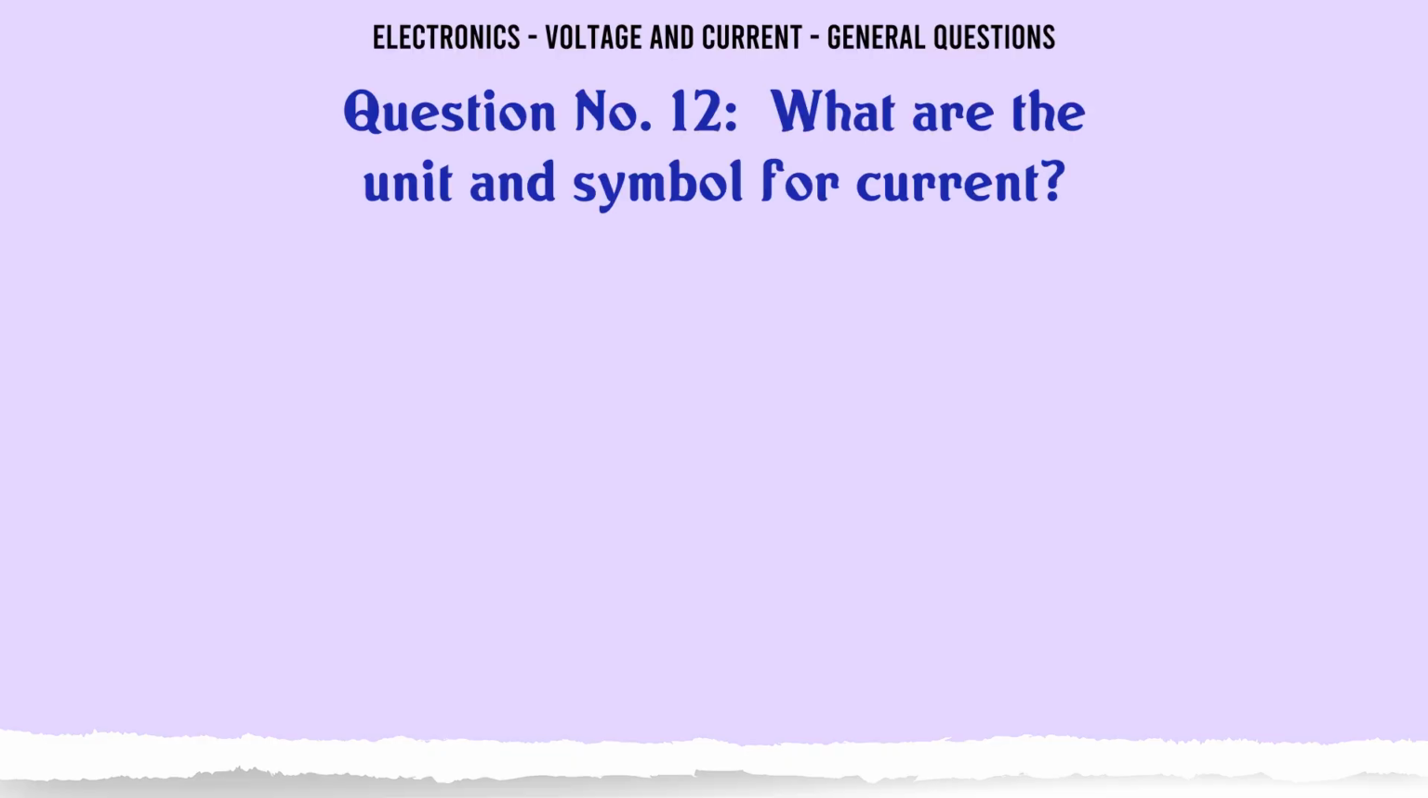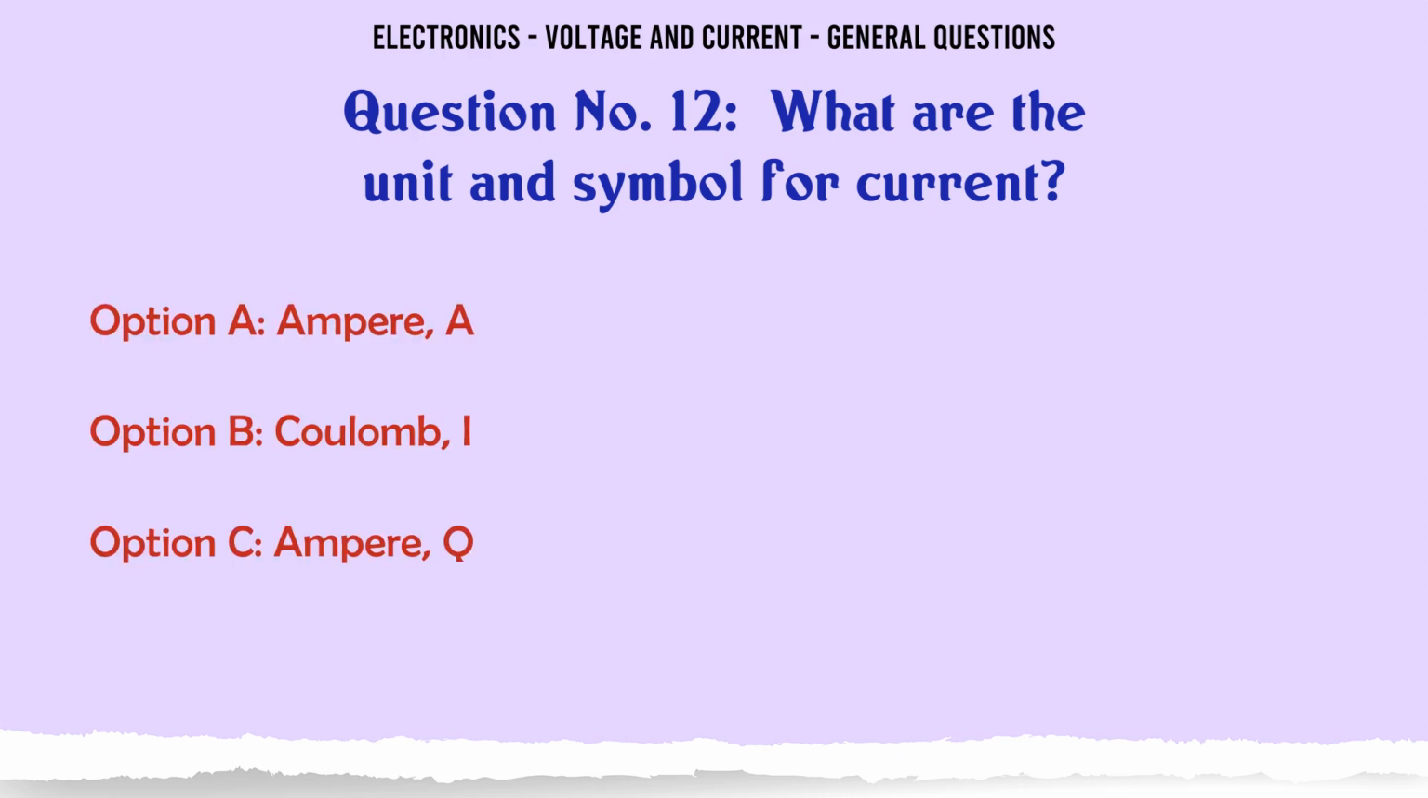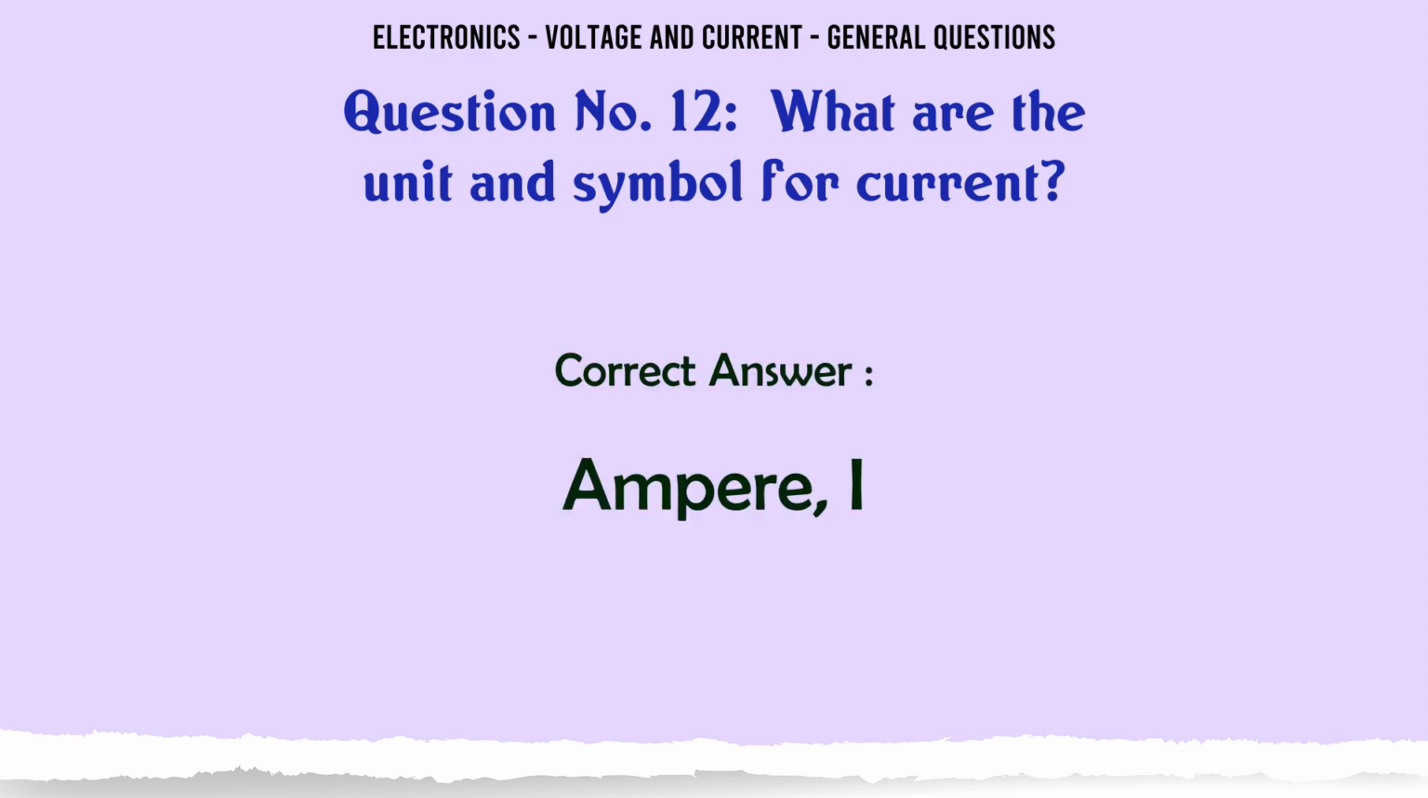What are the unit and symbol for current? A. Ampere A. B. Coulomb I. C. Ampere Q. D. Ampere I. The correct answer is ampere I.